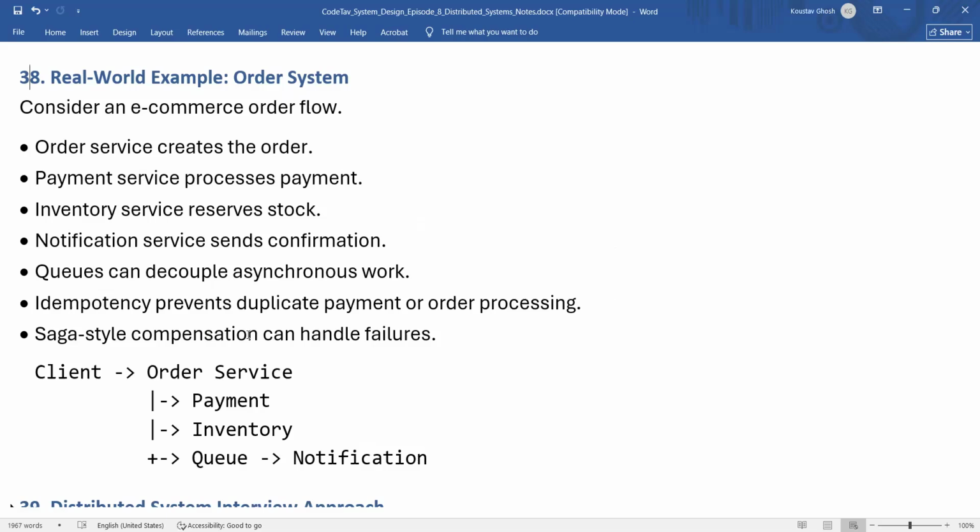So we can use synchronous calls where an immediate response is required. For background tasks, we can use a message queue. For example, here from users or client to order service. Then order service communicates with payment and inventory service. We can use one queue which will do the notifications and analytics as well. So now we can add the timeouts, retries, idempotency, circuit breakers, rate limiting, monitoring, distributed tracing. So this gives us a much more resilient architecture.